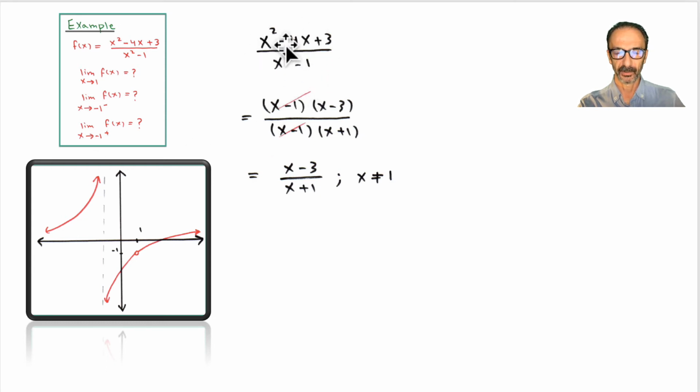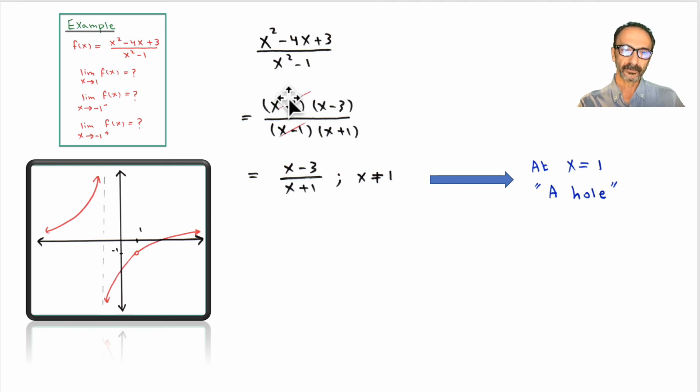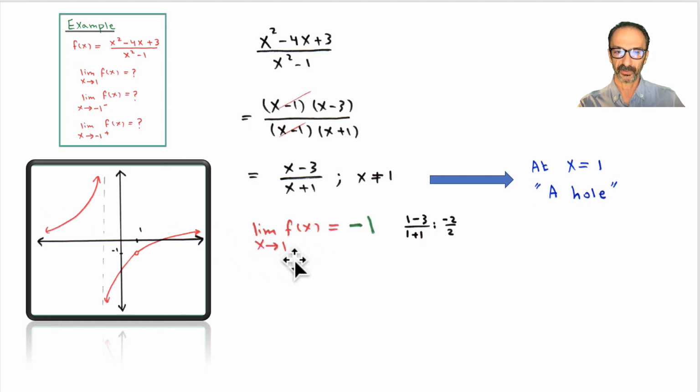Okay, so my function simplifies to this, but I have to write this down, provided that x cannot equal to 1, because I could divide top and bottom side by x minus 1 as long as x does not equal to 1, which means as long as x minus 1 is not 0. So with that in mind, we say that at x equals 1 we have a hole in the graph. Limit f of x as x approaches 1 is just negative 1. You can just plug it in here direct. You don't have to write 1.001 and so on, because we got rid of this out of our way, acting like it's not there. So it's plug in 1 minus 3 over 1 plus 1, which is negative 2 over 2, and that is negative 1.